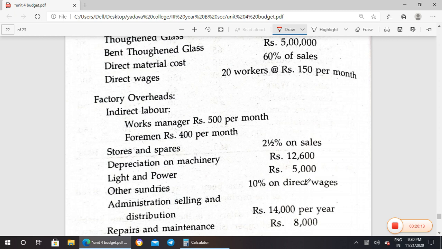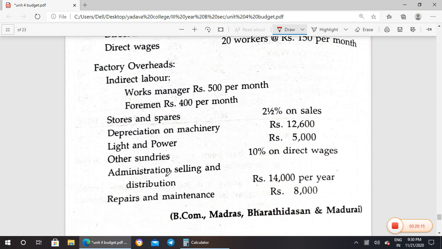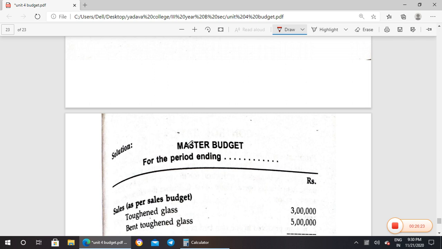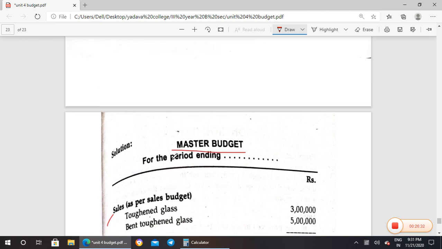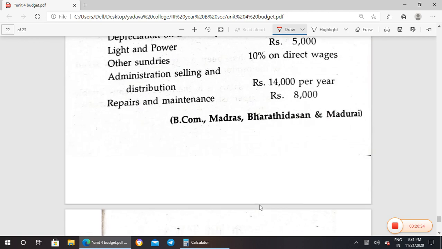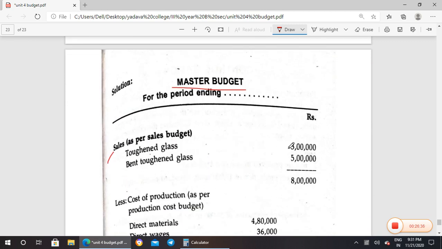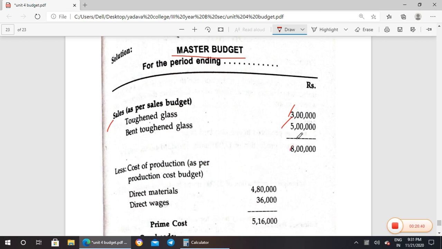Other sundries will be 10% on direct wages. Distribution and administration selling is 14,000 per year. Repairs and maintenance 8,000. We are asked to prepare the master budget. So this is another method of master budget. As usual, sales they have given already. As per the sales budget, toughened glass 3 lakhs, bend toughened glass 5 lakhs, so 8 lakhs we are having.